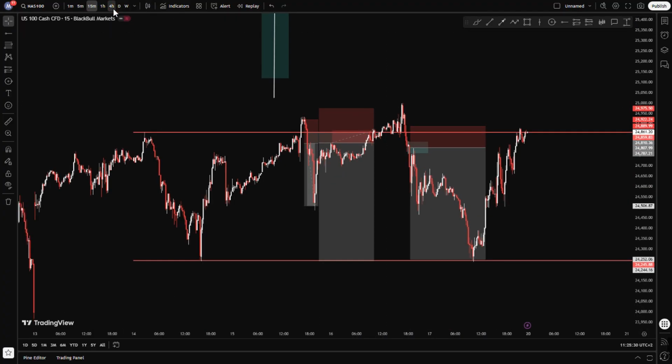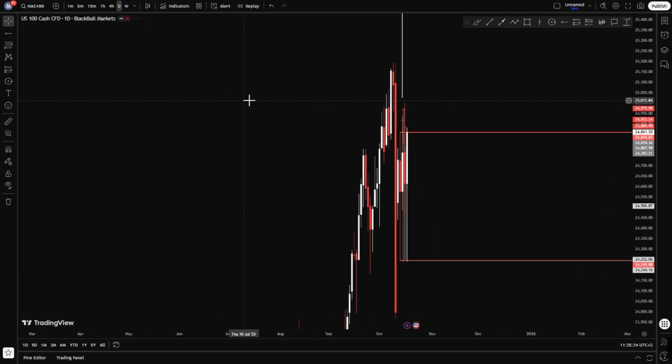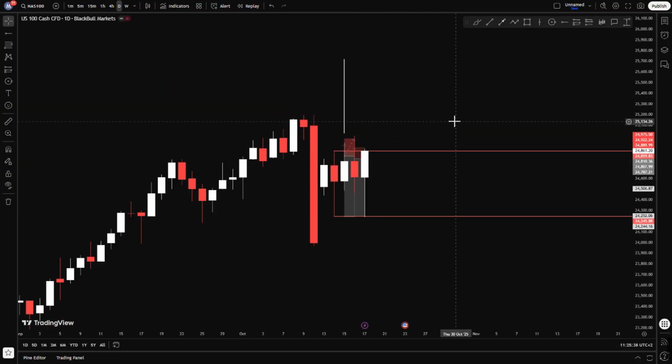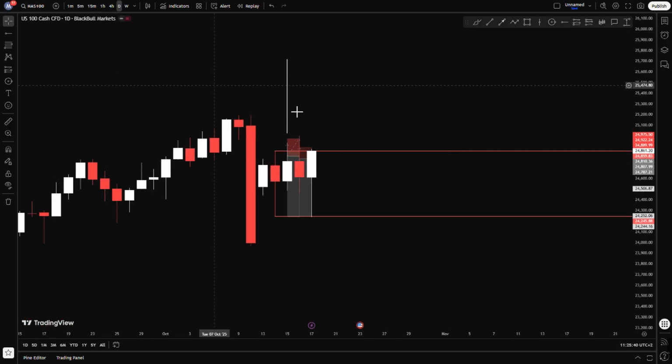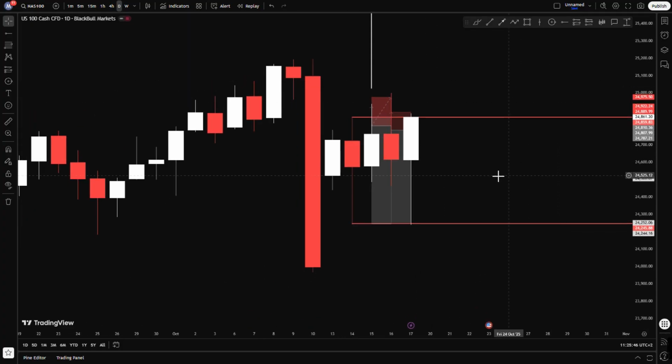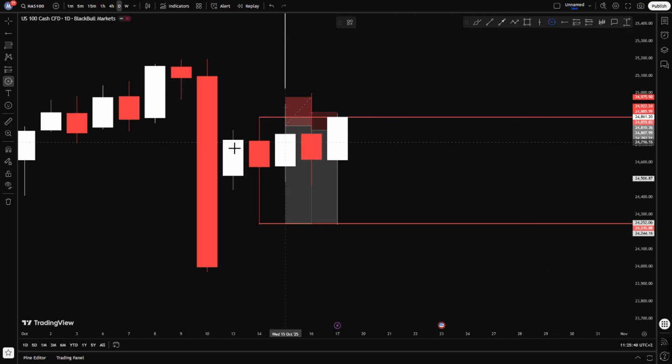Okay, let's start by going on the daily time frame. Oh, and this is the Nasdaq. So now we are on the daily time frame right here. Okay, and as you can see, previously I had marked my high right here and also marked my low. So I have the high of this candlestick. This is the daily candlestick, by the way. This is the high of the daily candlestick, and this is the low of the daily candlestick, right?